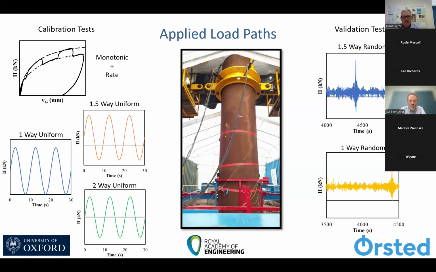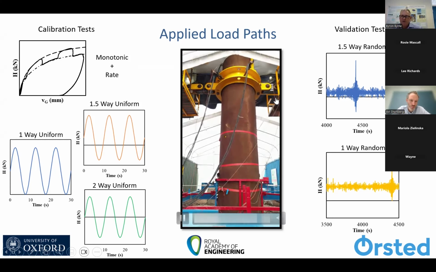The sorts of loadings applied: well, we had two different types of testing, if you like. Sort of calibration tests where we apply more standard loadings. So, for example, a monotonic test where we just pull the pile over to get a reference. We also carried out some rate effect tests, looking at how the load varies under different loading rates. And then we also carried out a range of constant amplitude uniform cyclic loading. The reason for this is that these are tests that could be most easily modeled by modelers. It's probably easier to model a uniform amplitude loading test than something more complex. And so we targeted one-way loading, 1.5-way loading, and two-way loading.